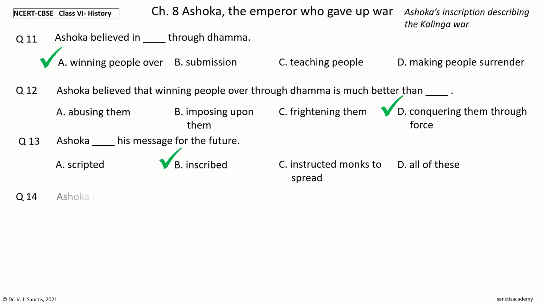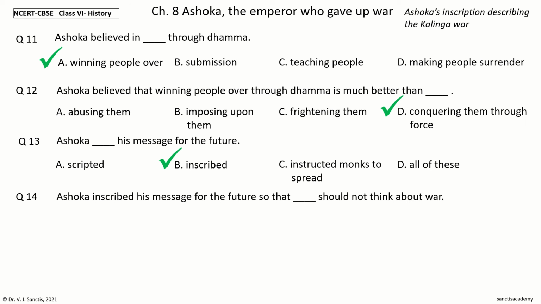Question 14. Ashoka inscribed his message for the future so that dash should not think about war. The options are his son, his grandson, A and B, other kings. Your time to choose. And the answer is A and B. So, Ashoka inscribed his message for the future so that his son and his grandson should not think about war.